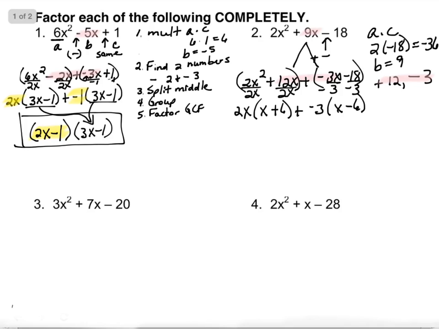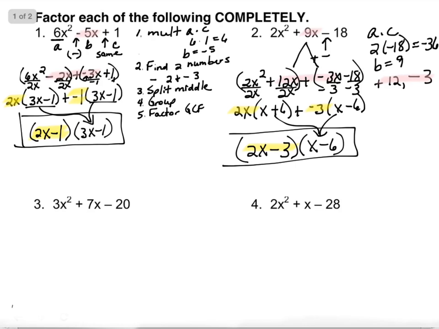So again, one factor is what's in parentheses. That comes down just one time as x plus 6. And the other factor comes from the numbers that are in front of the parentheses, which is 2x minus 3. And then that's your answer.